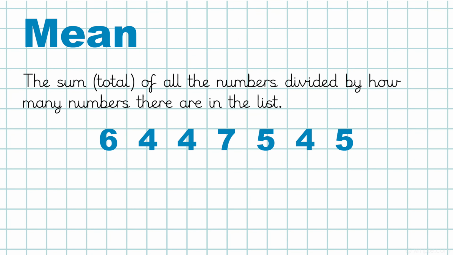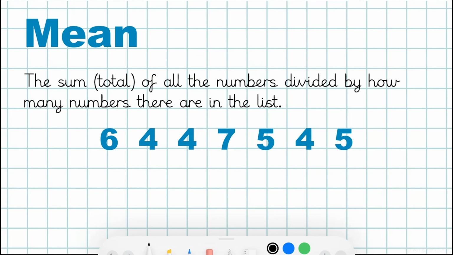So let's start with the mean then. We calculate the mean by adding up all the numbers in our survey. We then divide that total by however many numbers that we have in our list. So for example, you can see here I've got 6, 4, 4, 7, 5, 4 and 5. Let's say this was our shoe size survey. So I've asked everyone in the class what their shoe size is and I've got a response from these people.